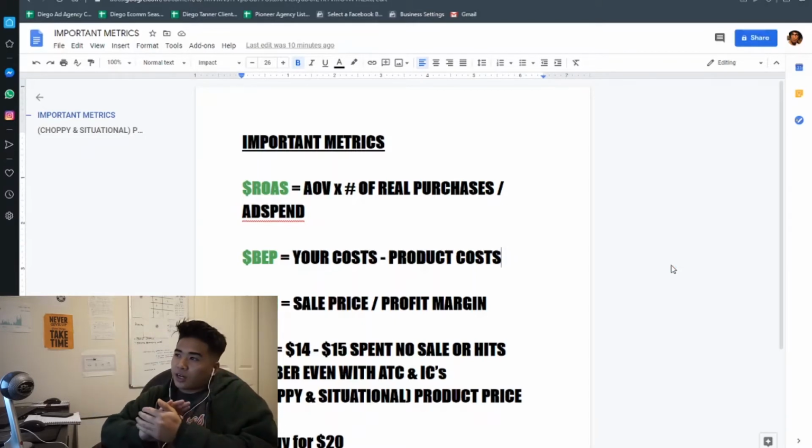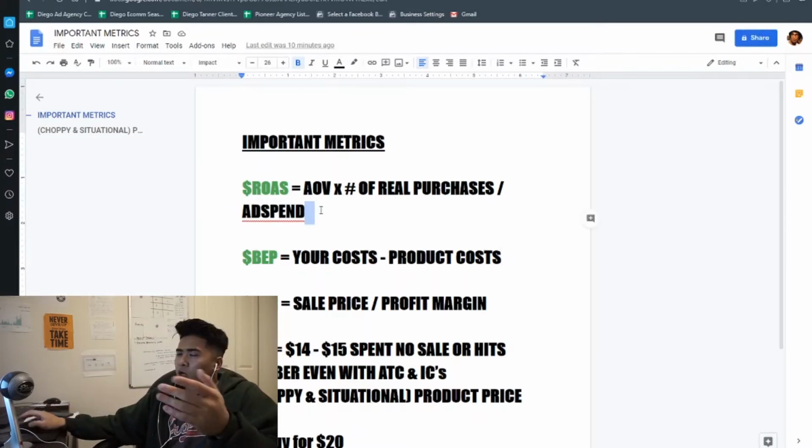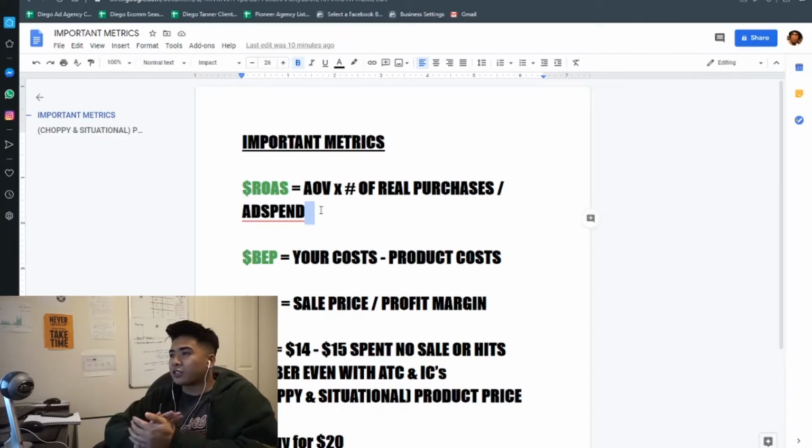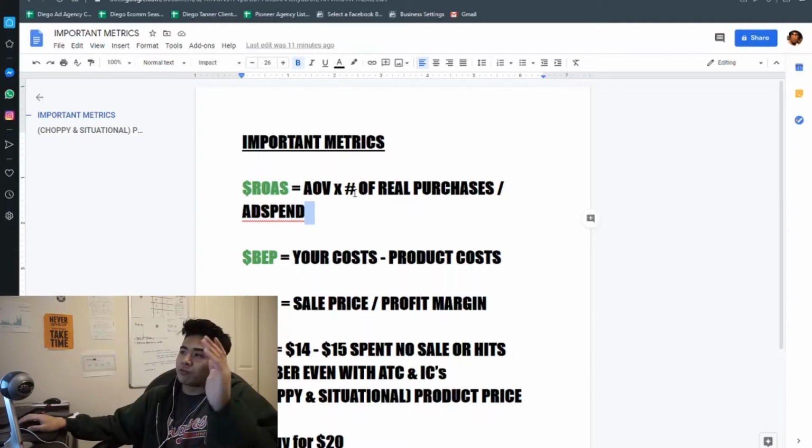Alright, so basically your ROAS, we'll hop in my ad account in a second here, but one of the most important metrics you can have is your return on ad spend. So that's your average order value times your number of real purchases divided by your ad spend.